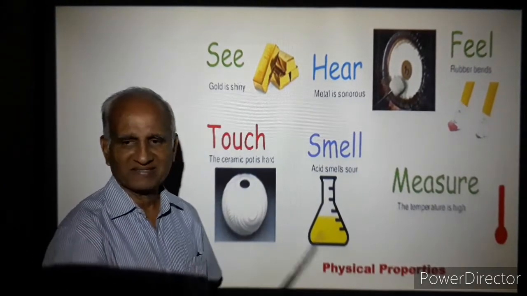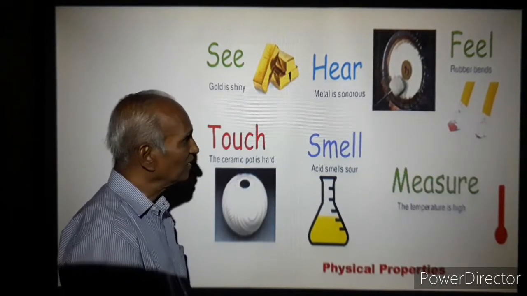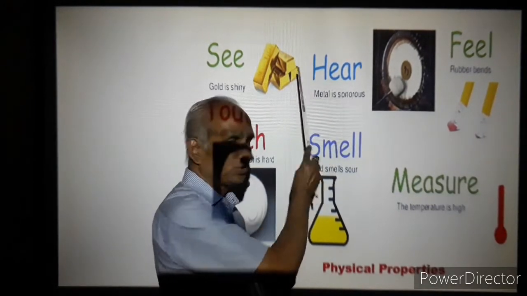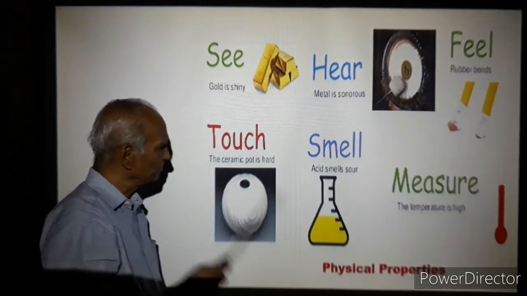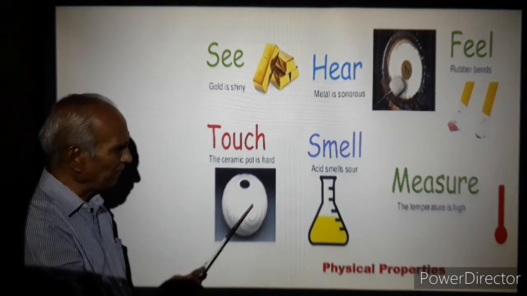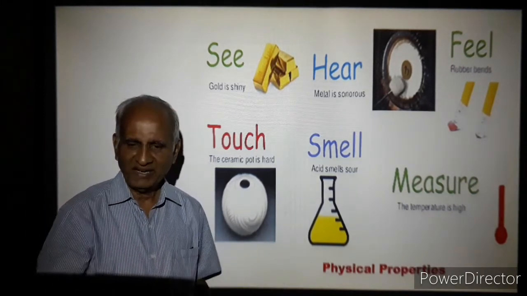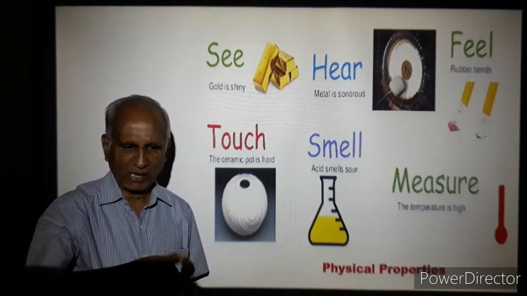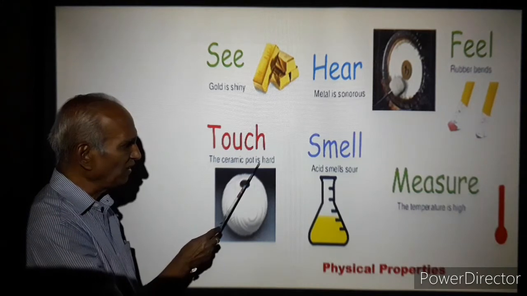Rubber bends. Look here, gold shines. Metal is sonorous, and here rubber bends. Here you have a ceramic pot. A ceramic pot, it is hard. You can't bend it. It is not soft. You can't press it. It is hard. A ceramic pot is hard.